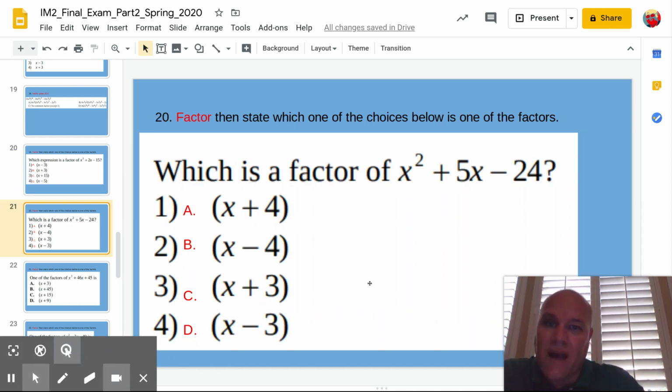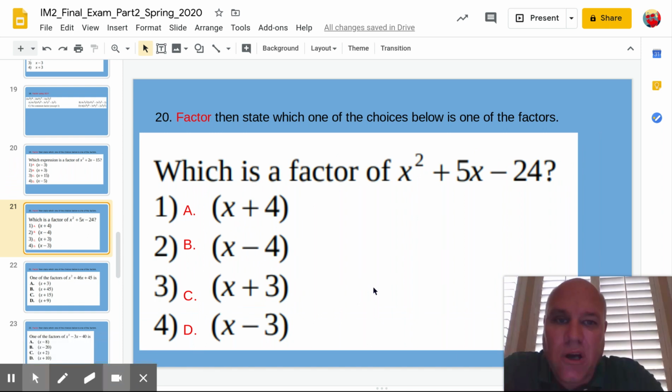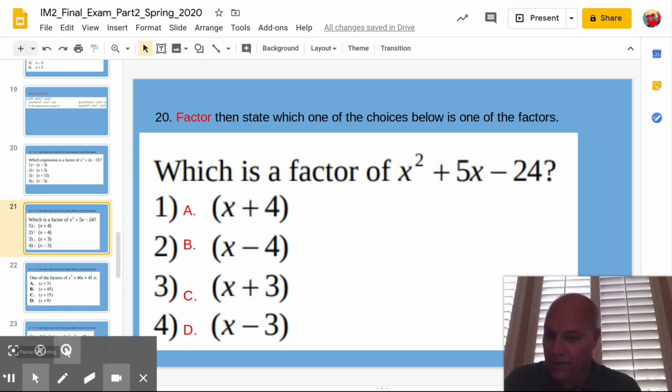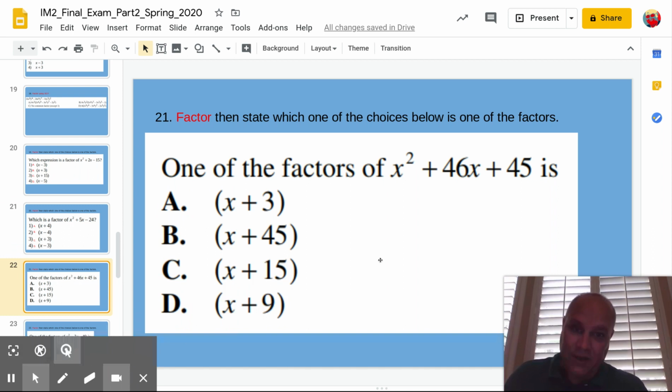Question 20, factor then state which one of the choices below is one of the factors. So again, same idea. You're going to factor x squared plus 5x minus 24, and you'll get your factors, and then one of these has to be one of the factors. I'm not giving you both, so you can't work it backwards and just multiply your factors to see which one gets you the answer. So factor.